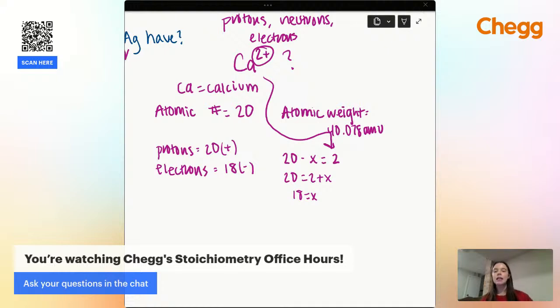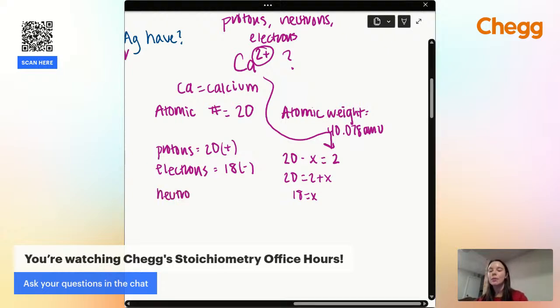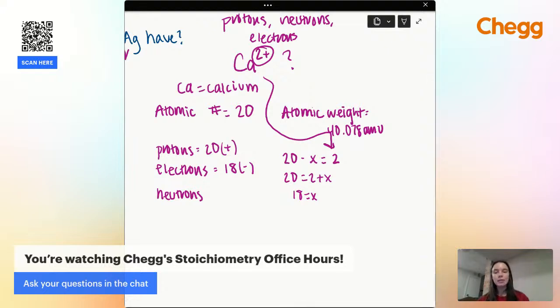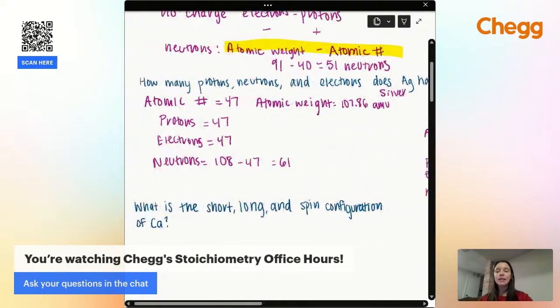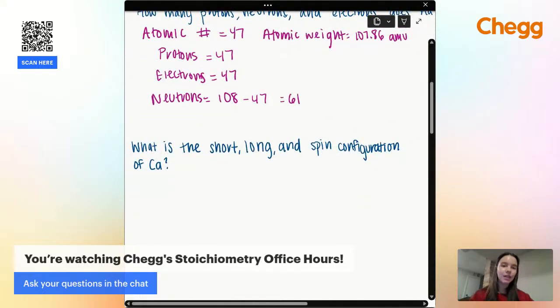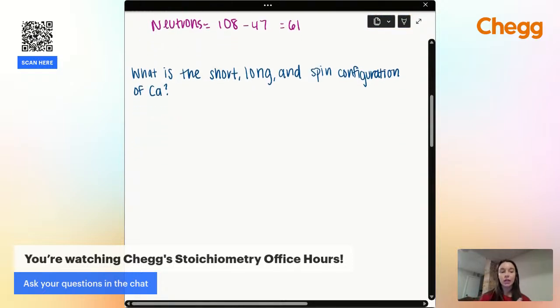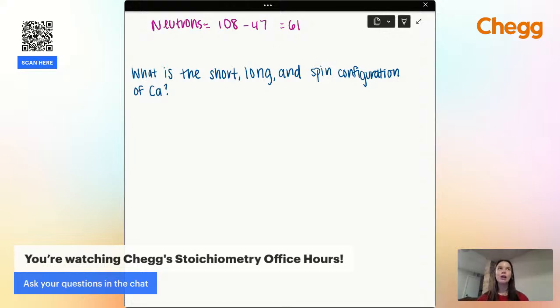And then last, we're going to find our neutrons the exact same way. So just that atomic weight minus that atomic number. We would round the atomic weight down to 40 because of that 0.07. So it would be 40 minus 20 equals 20 neutrons. So 20 protons, 18 electrons, 20 neutrons. Hopefully that's making sense. If it's making sense, you can send a thumbs up in the chat section of wherever you're streaming from, just so that I know everyone's on the same page. And now let's move on to some more talk about elements.